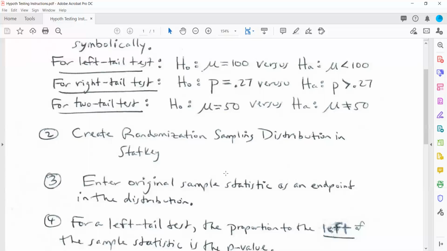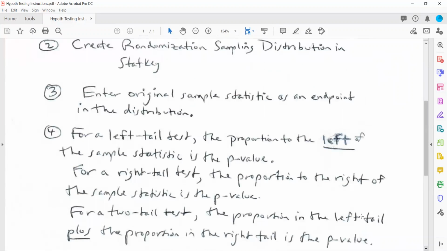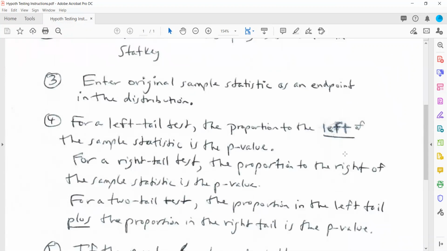And your job is to plug that into one of the endpoints in the distribution, and I'll show you how to do that. And once you plug it in, there's going to be a proportion shown, basically those red dots, that area of the distribution. There's going to be an area that you're going to look at, and it's going to be a number with reference to that proportional area, and that's going to be what's called the p-value.